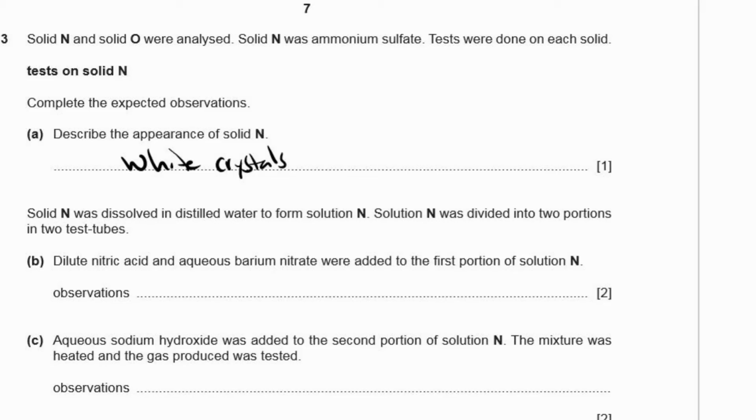Solid N was dissolved in distilled water to form solution N. Solution N was divided into 2 portions in 2 test tubes. So the first one, dilute nitric acid and aqueous barium nitrate, were added to the first portion of solution N. And so what did you see? So if we have nitric acid and barium nitrate, what is that? That's a test for the sulfate ion, SO4 2-. Now as the salt is ammonium sulfate, we're going to see a positive result. So what do we see? We see a white precipitate.